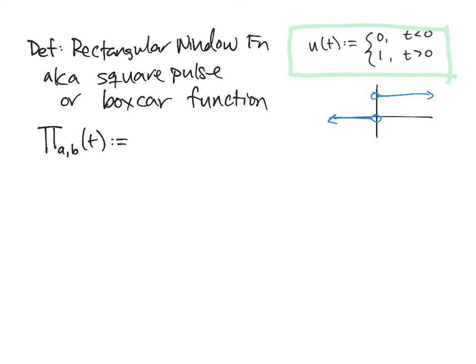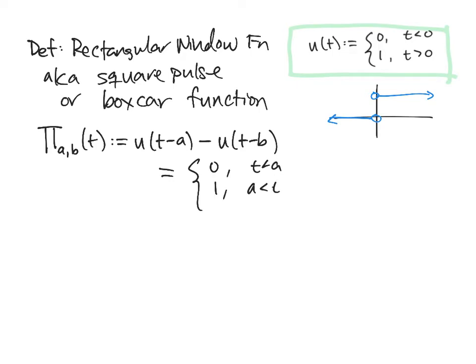And this is going to be defined as u of t minus a minus u of t minus b. And what this really ends up being equal to is 0 for t less than a, 1 between a and b, and 0 for t bigger than b. All right, so why does this work? Why does this make sense?